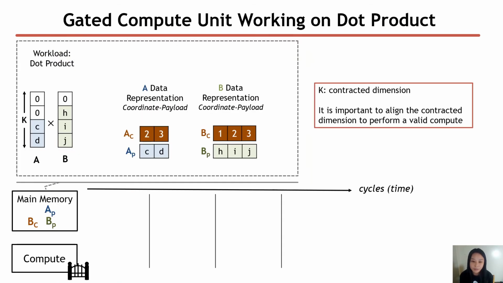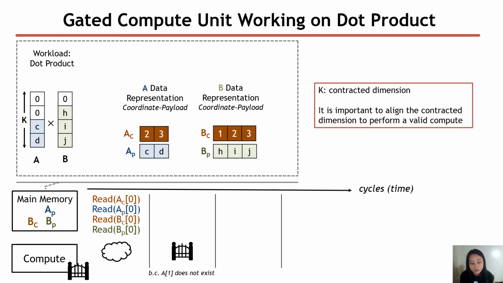So let's look at an example. Again, we have the same A and B represented in the same format. Now we have our compute being gated with the gating optimization applied. In the first cycle, again, we're reading out the first elements of A and B. A has a coordinate of 2, B has a coordinate of 1. Now the compute unit is gated because it realizes that there is no A to do the computation.